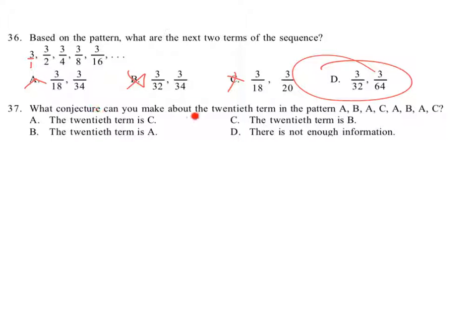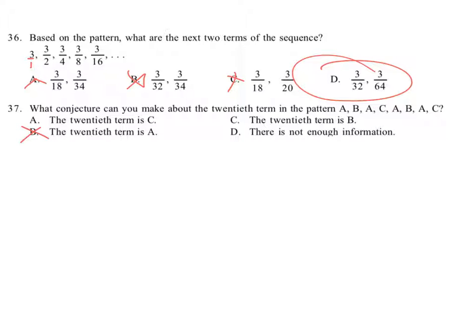Now, what conjecture can you make about the 20th term in the pattern? Let's look at what's happening here. We've got A: first term is A, third term is A, fifth term is A, seventh term is A. Every time we have an odd number, it's going to be A, because we're skipping 1, 3, 5, 7, 9, 11, 13, all the way forever. Odd numbers are A. They're not asking us about an odd number. They're asking us about the 20th term, which is an even number. So it's definitely not going to be A.